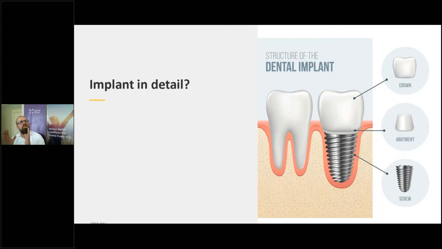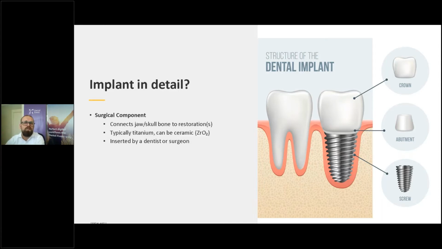The base part that's integrated into the bone, a part that's in between, and then the crown on top of that. So it's a surgical component. It connects jaw bone to restorations. Typically, it's made of titanium, but we also see it made out of a ceramic like zirconia. It needs to be inserted by a dentist or a certified surgeon. On top of that, we're going to create something that's created by the lab technician. So that's abutments, screw retained crowns, bars, or dentures.